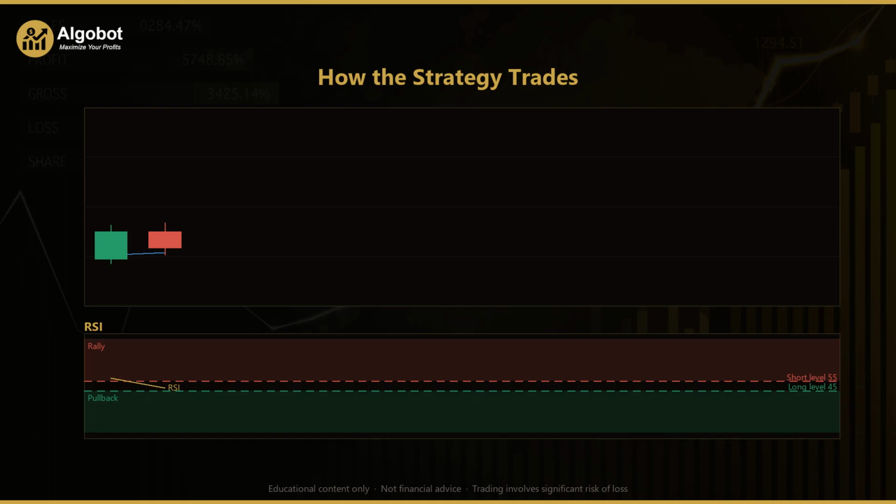Now let's bring it all together on the chart. The blue line winding through the candles is our rolling VWAP, and beneath the price you'll see the RSI panel with its two reference lines, the long level at 45 and the short level at 55. Watch the left side of the chart first. Price is stair-stepping higher, and the VWAP line is sloping gently upward beneath it. This is exactly the backdrop the strategy wants for a long, an established uptrend with price holding above a rising value line.